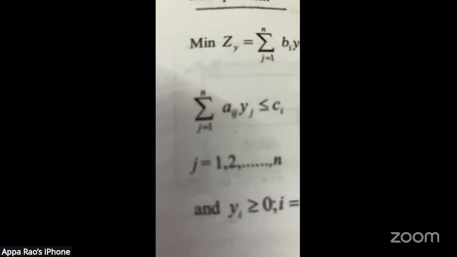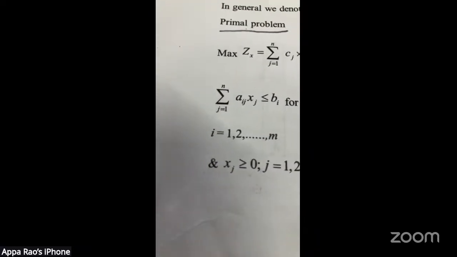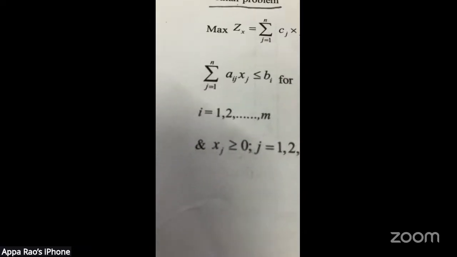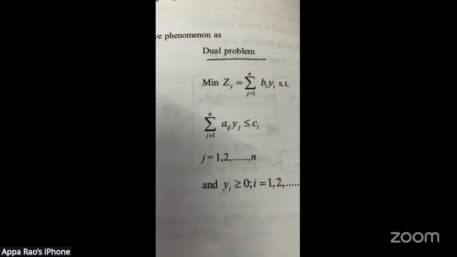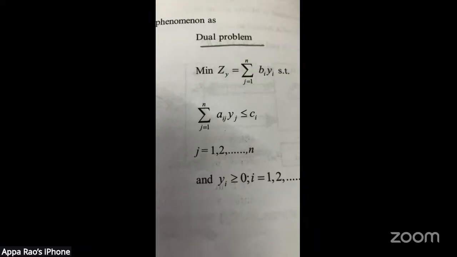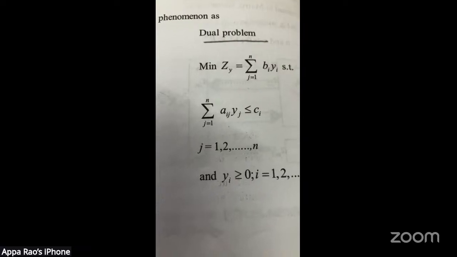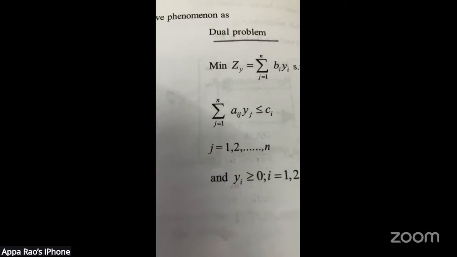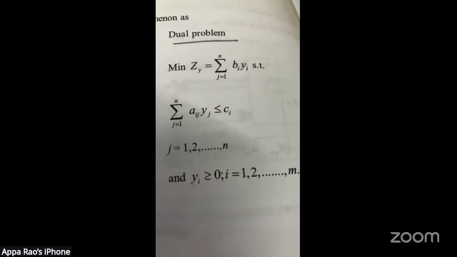In the dual, the sum over i equal to 1 to m of aij yi greater than or equal to cj, where j equal to 1 to n, and xj greater than or equal to 0, j equal to 1, 2, etc. n. And yi greater than or equal to 0, i equal to 1, 2, etc. m.